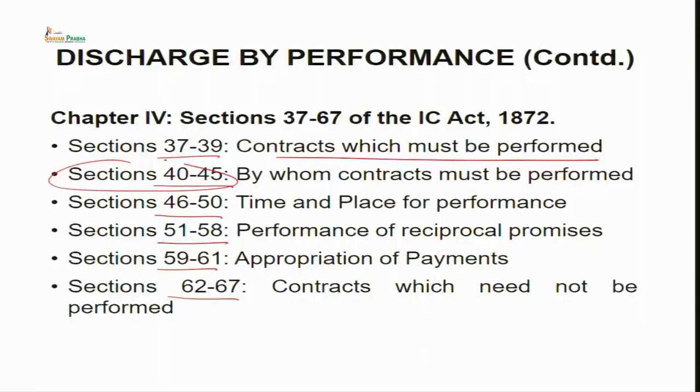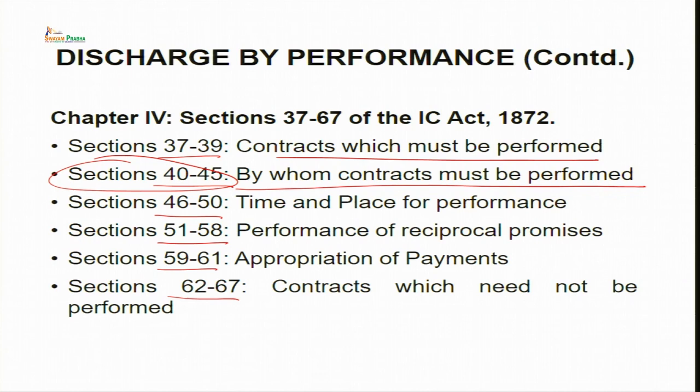The next set of sections you can see on your screens, sections 40 to 45, deal with by whom contracts must be performed. Generally, our basic understanding is that the two parties who have entered into the contract are bound by the obligations under the contract and are supposed to perform its terms. Now what if someone sold me something and at a later date, I have to make the payment to that person.